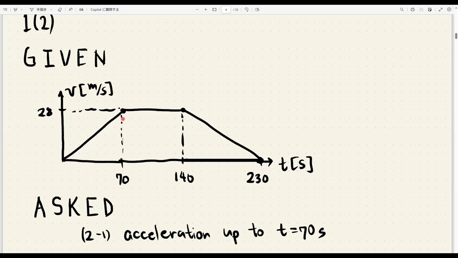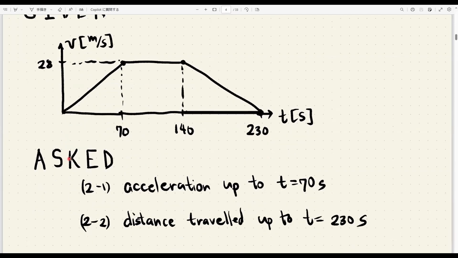And this happens at 70 seconds after it started moving. And for the next 70 seconds, that's from 70 seconds to 140 seconds, the velocity or the speed remains constant at 28 meters per second. At that point, the velocity starts dropping. So this object starts to decelerate and eventually it stops here. Here, the velocity is 0 meters per second, so it's now at rest. And this happens when the time is 230 seconds after it started moving.